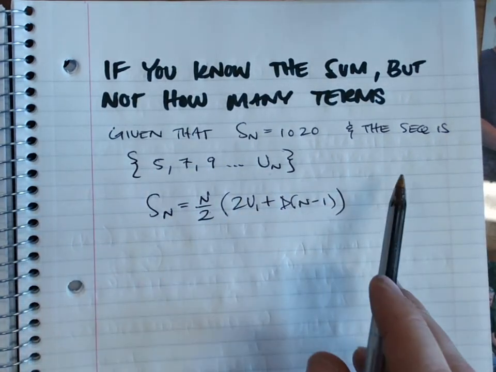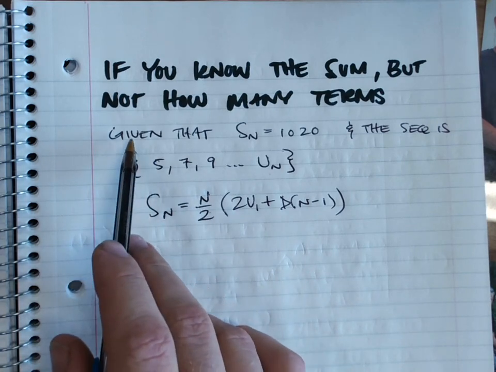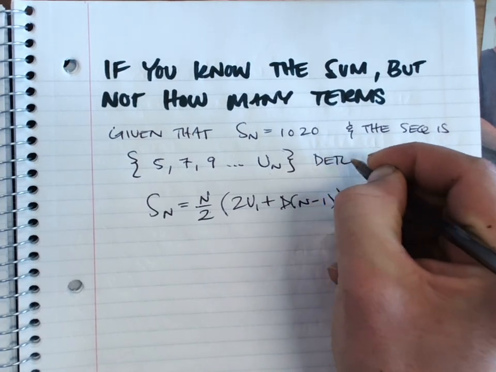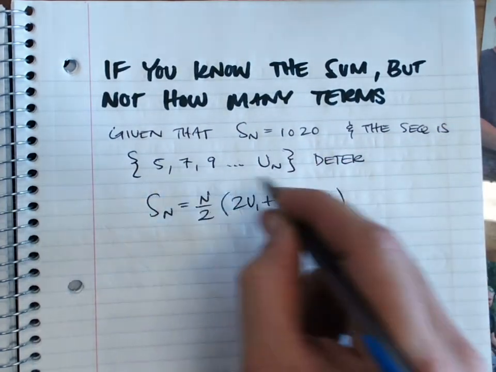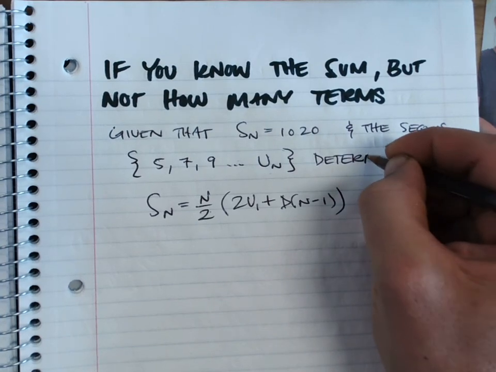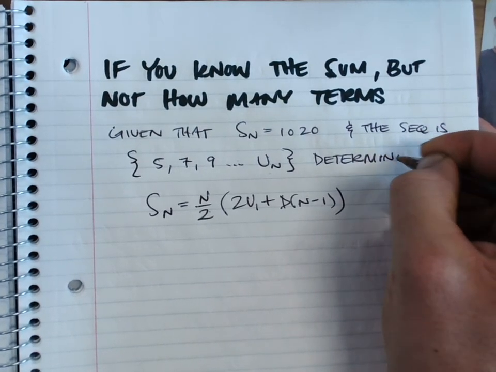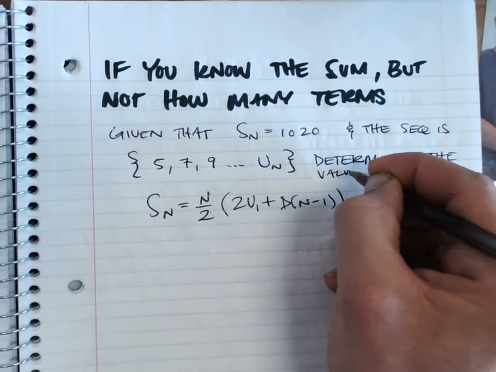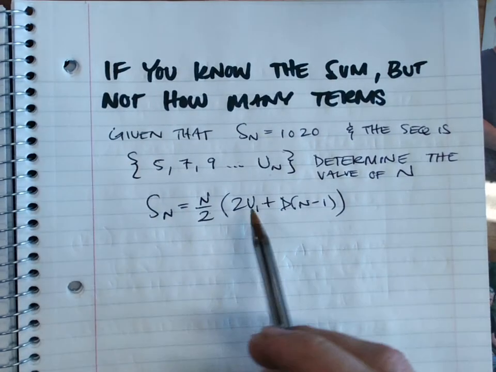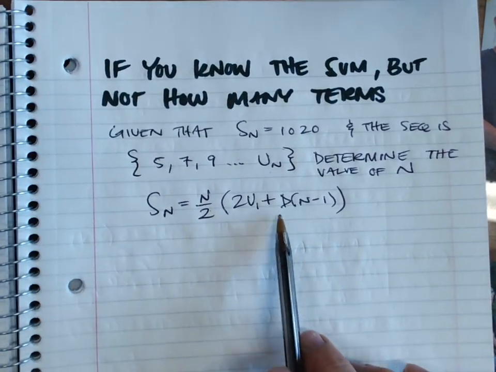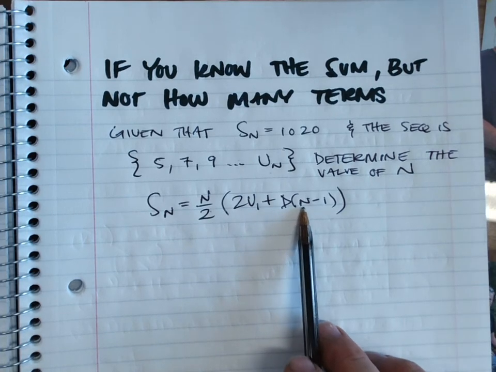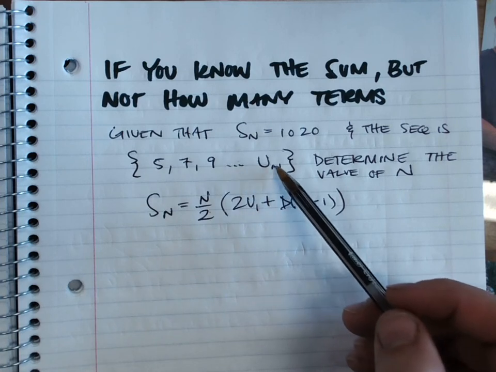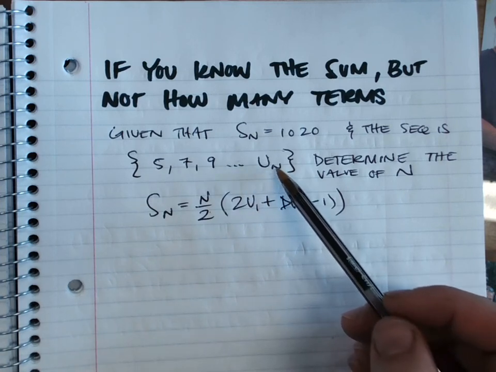Okay, now there's not a question yet. So let me say, given this sequence, determine the value of n. So you're trying to find how many items, how many terms get added. And we have to plug our information into this. I'm using specifically this version of the equation because we don't know what the last number in the sequence that got added actually was.